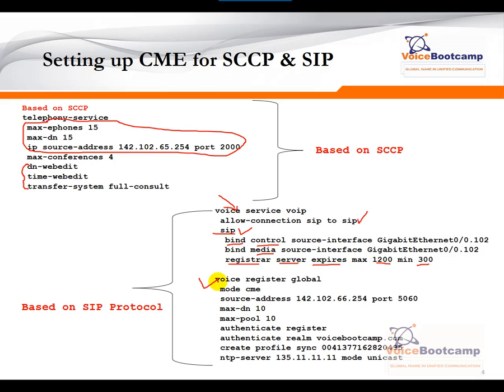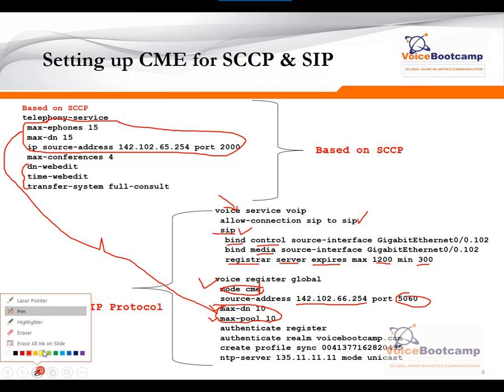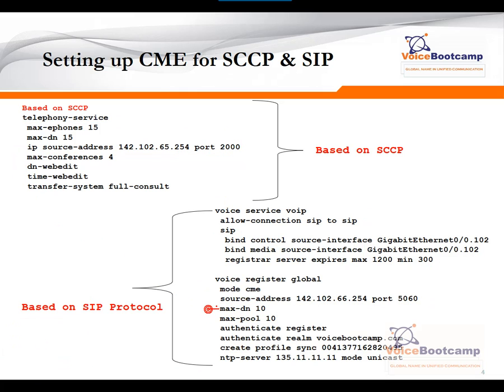So you go to voice service VoIP global, define the mode, either CME or SRST. Source address is the IP address of the router that you want the CME to listen to, and the port number is 5060. Max DN and max pool are equivalent of these two right here, max ephone and max DN. So max DN represents the number of extensions, max pool represents the number of phones or ephones.